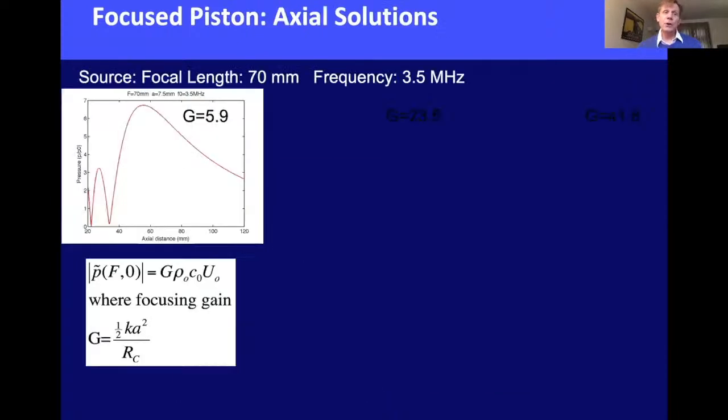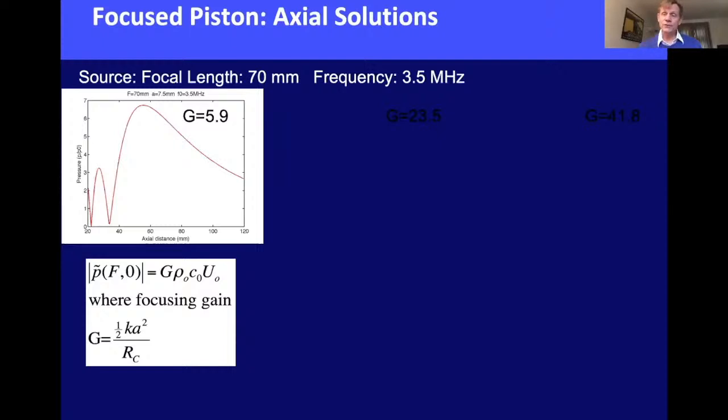Okay, and if you plot the pressure along the axis when we have a focused transducer, here is an example of one with a 70 millimeter focal length, a frequency of 3.5 megahertz, and a radius of 7.5 millimeters, or a diameter of 15 millimeters. I've plotted from 20 millimeters away from the back of the transducer out to 120. You can see you have some oscillations here. The pressure goes up and reaches a peak, and if you notice, the peak here is at about 55 millimeters, even though the radius of curvature was 70. So at 70 millimeters here, the pressure has actually dropped down.